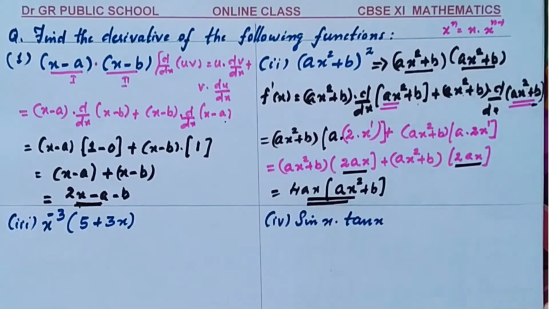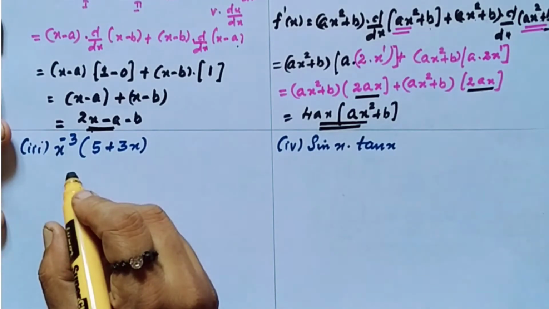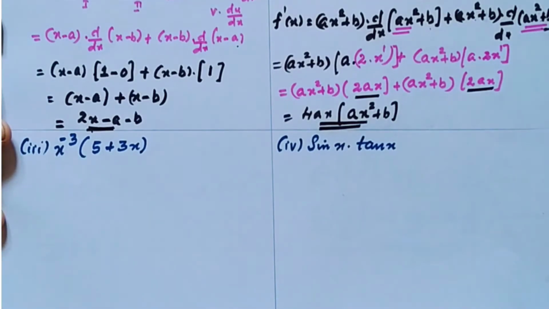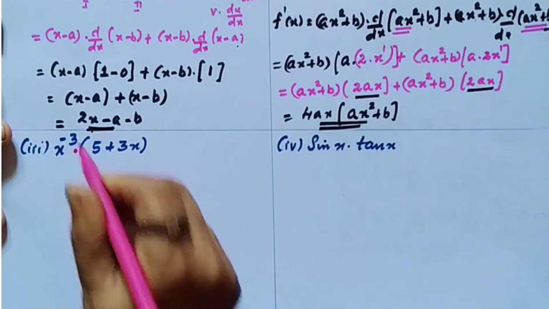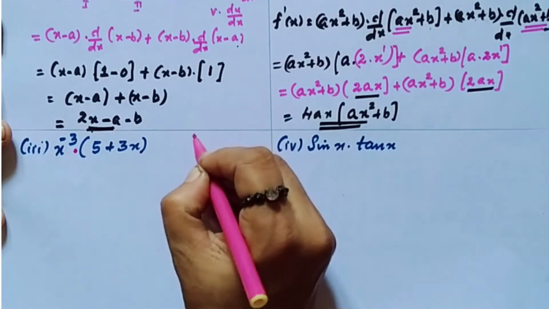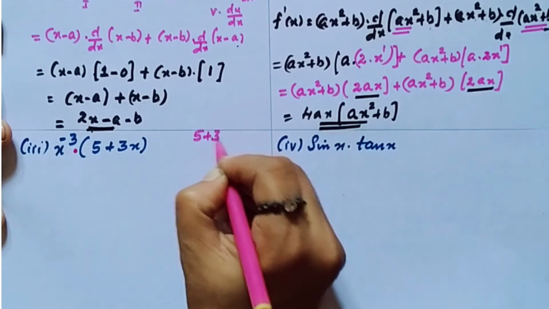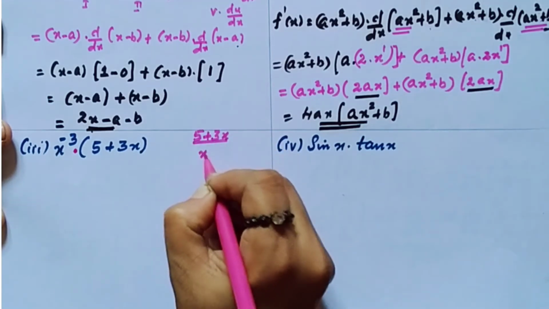Come with the third question. X raised to minus 3 into 5 plus 3x. Either you can think of it as a product of two functions, or it can be taken with the quotient rule by taking the given function as 5 plus 3x divided by x raised to 3.